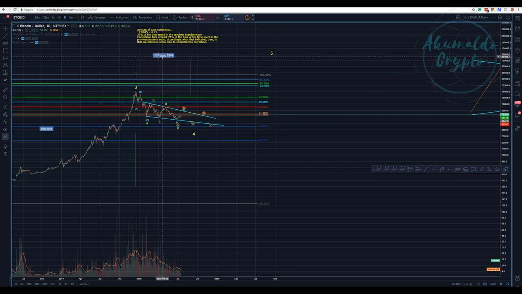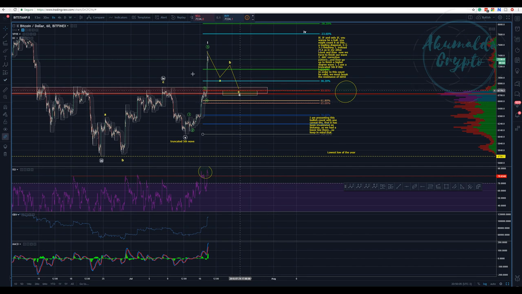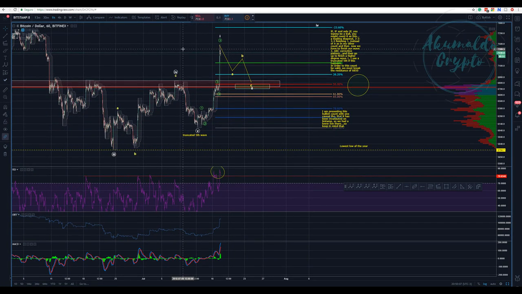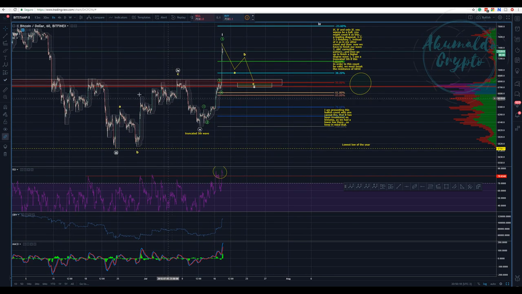But as I have been saying, this correction might take longer than we think. Then we might need more time to correct this whole impulse here. So this is my count. This is not my primary count. I'm going to sleep on it, and I'm going to think about it. I'm going to see if I have something else here.